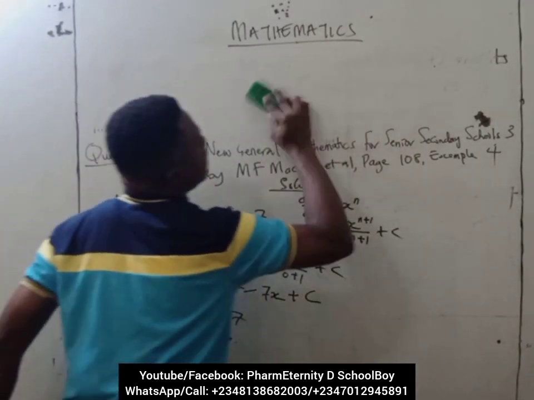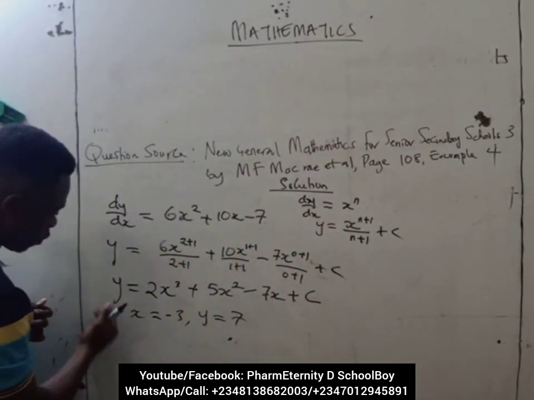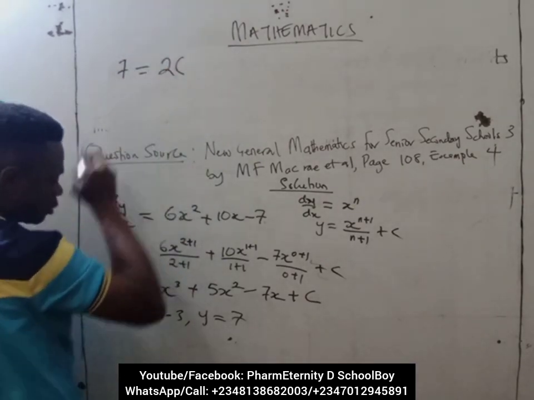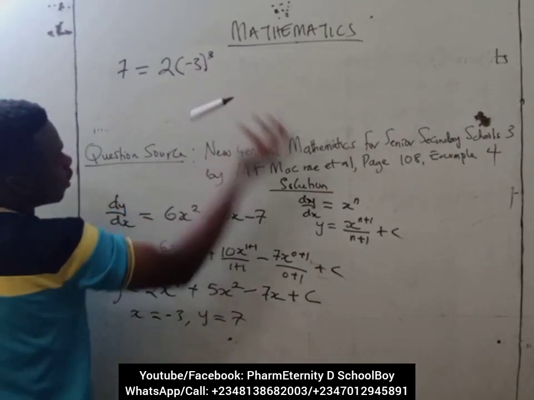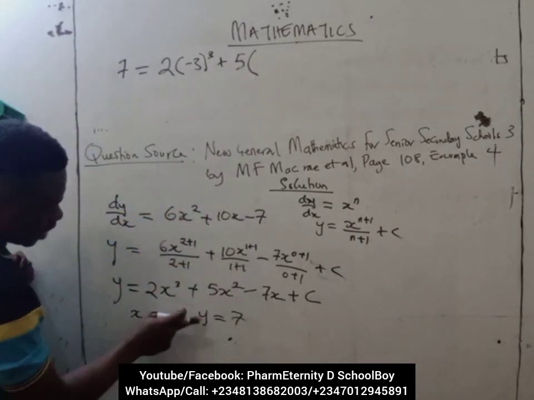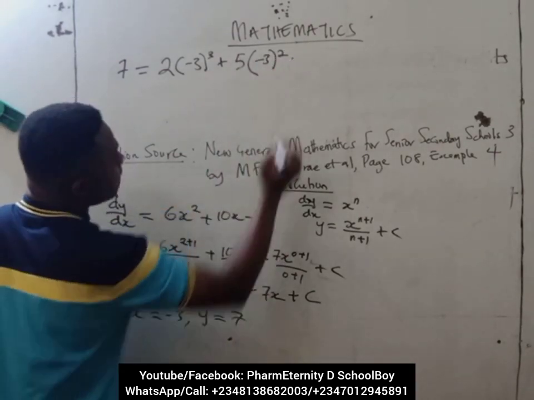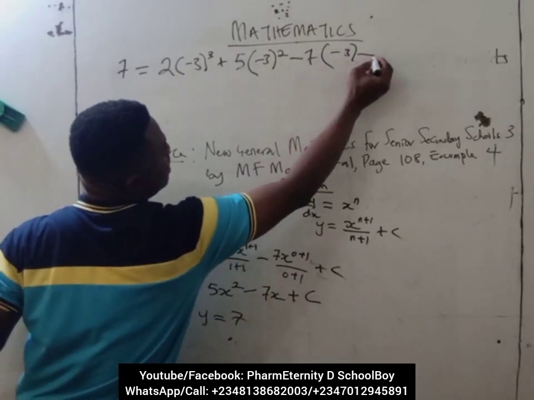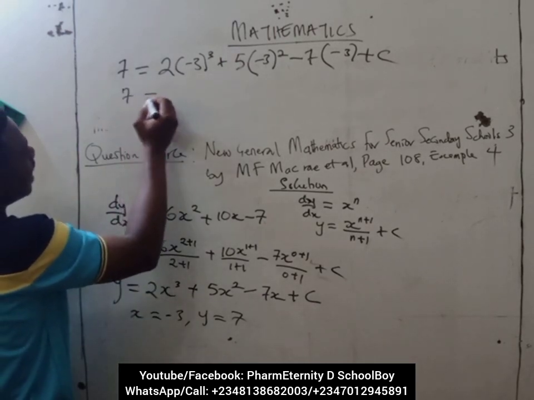Alright. So what is the next thing to do now? Let's do the substitution. Let's go. Here is y. So here should be what? 7 should be what? Equal to 2 in bracket. We have x. X is minus 3. Minus 3 raised to power what? 3 plus 5 in bracket. This is minus 3 minus 3 what? Squared. Minus 7 in brackets. Minus 3 plus the constant. So let's go. 7 is now equal to this.